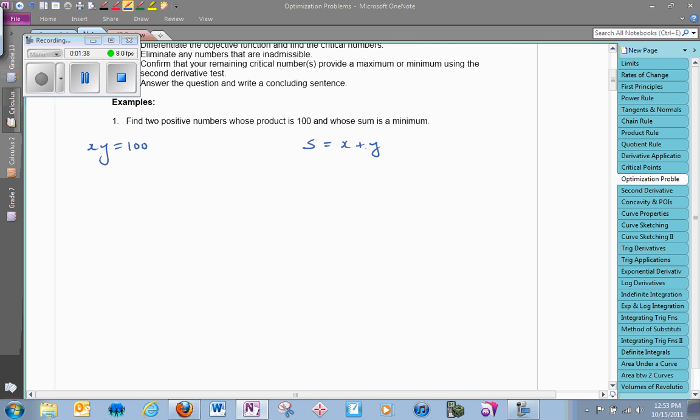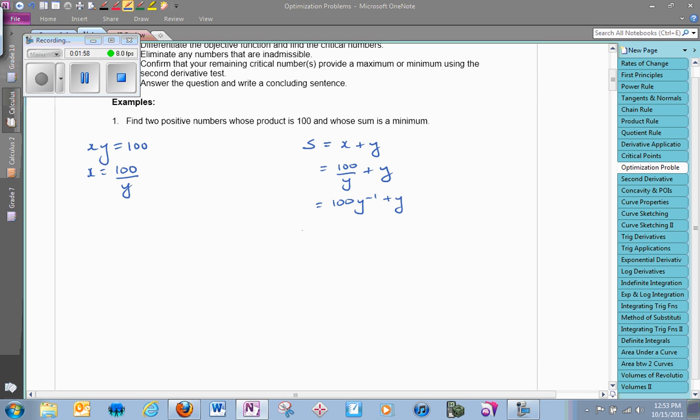So this equation on the right-hand side needs to have only one variable in it. On the left-hand side, I'm going to say x is equal to 100 divided by y, and I'm going to substitute that in here. Notice now my equation only has y's in it. I'm going to rearrange it so that it's in a form that I can take the derivative of easily. And I'm going to take the derivative now. So S prime is equal to minus 100 y to the minus 2, plus 1.